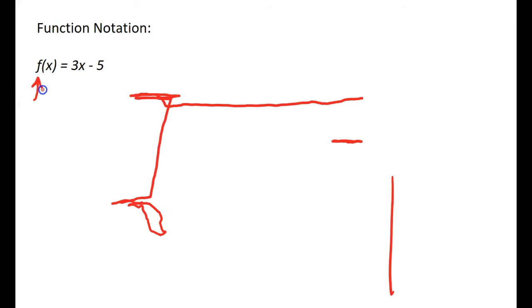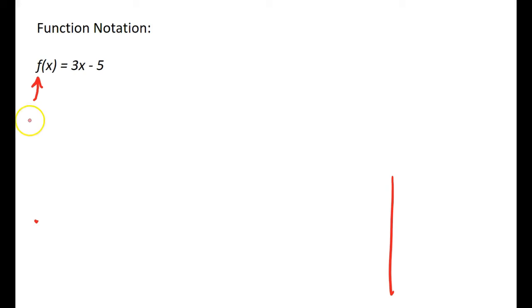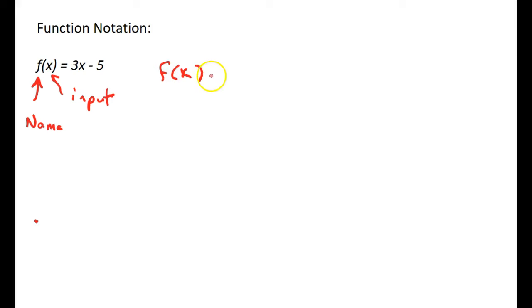Now let's talk about something called function notation. So instead of y, we're going to have f of x. And f is the name of the function. This is a function called f. We can call it anything we want. x is our input, and remember that's our independent variable. And f of x, that's not f times x, that's one term. f of x is the output, or the dependent values.